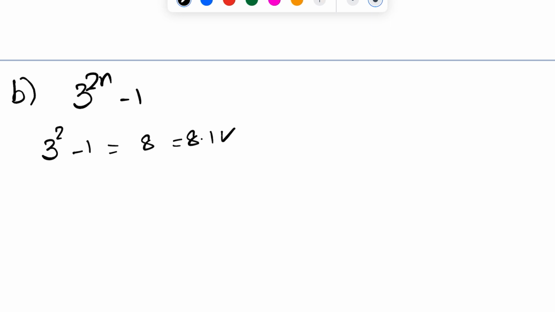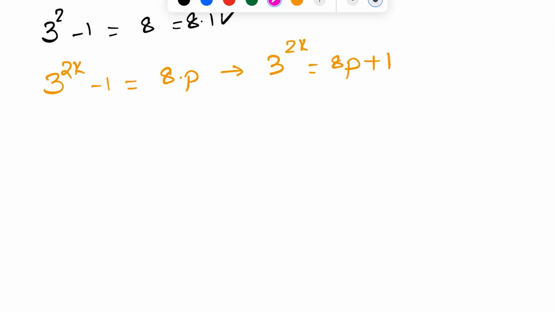Now we shall assume that it is true for n equals 2, or instead of n equals 2, we can take n equals k. Let us assume 3 power 2k minus 1 equals 8 times p. Make 3 power 2k as a subject. 3 power 2k equals 8p plus 1. Now we have to prove that it is true for n equals k plus 1. 3 power 2k plus 2 minus 1 should be, my final answer should be, divisible by 8. It should be 8 times something.